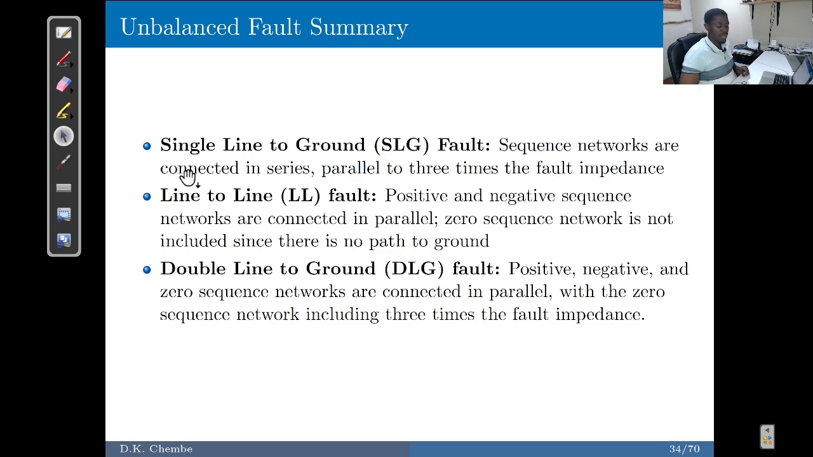So far, these are the three types of unbalanced faults that you have. You have the single line to ground fault, you have the line to line fault, and then you have the double line to ground fault.